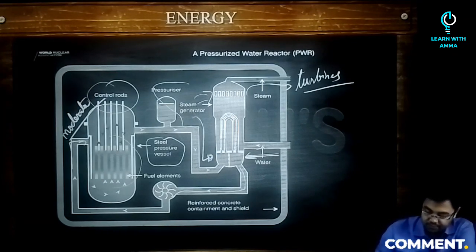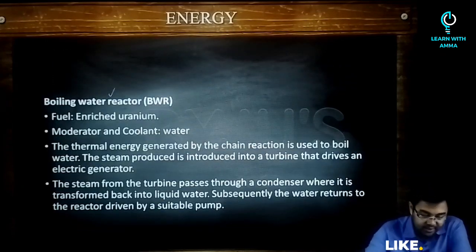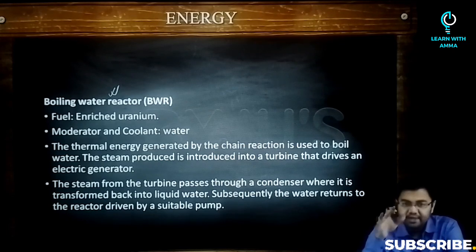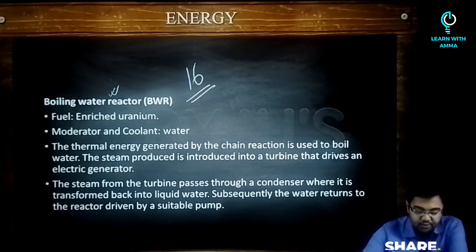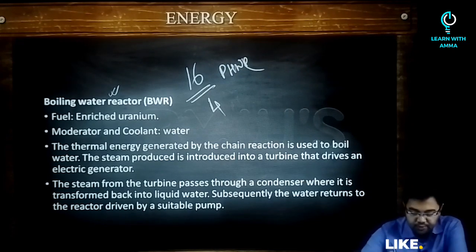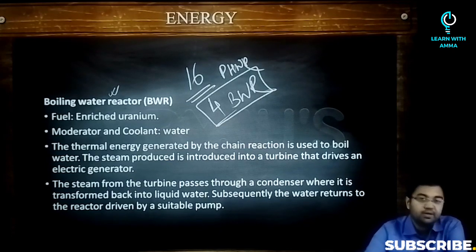So this is the concrete structure all across the reactor. Then the next is the boiling water reactor. In India we have approximately 20 nuclear reactors, out of which 16 of them are pressurized heavy water reactors and 4 of them are boiling water reactors. So we have boiling water reactors in India also.